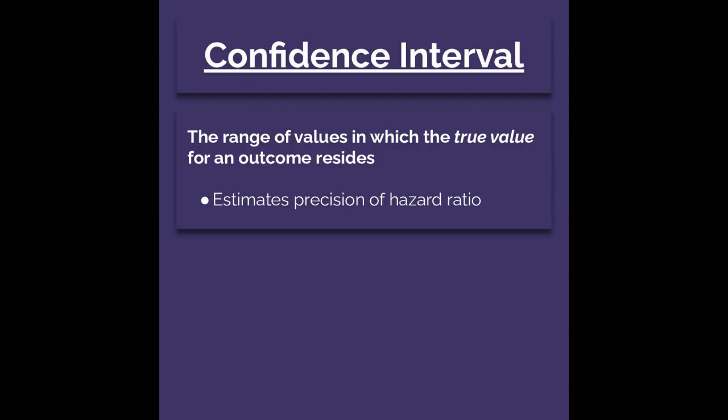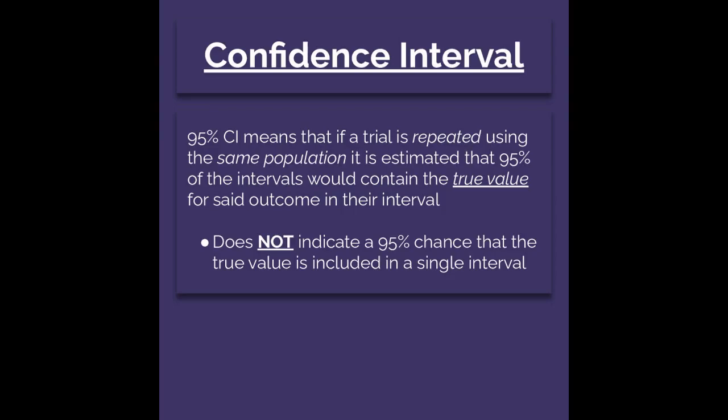The counterpart to the hazard ratio is the confidence interval. Confidence intervals are a little bit more confusing and easily misinterpreted, but the key takeaway is that the confidence interval is the range of values in which the true value for an outcome resides, and it helps to demonstrate the precision of the hazard ratio. What this means is that for a 95% confidence interval, if the trial is repeated with the same population, then approximately 95% of the intervals would contain the true value of an outcome.